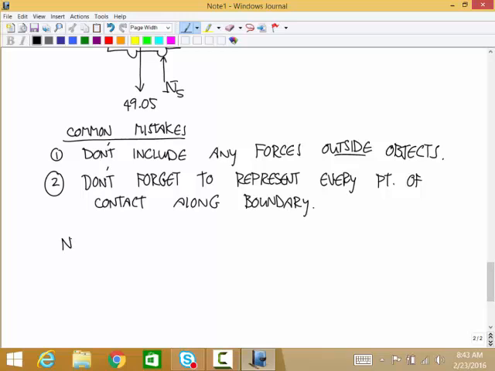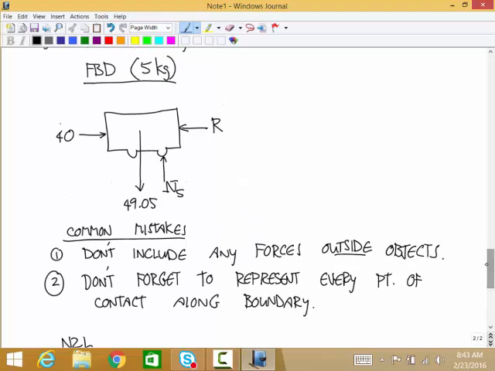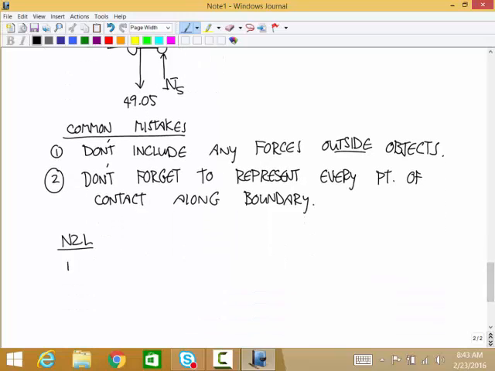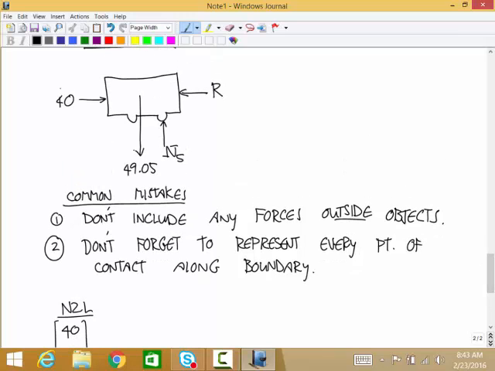Okay, so now Newton's second law. What's the force vector for the 40 Newton force? What's that represented as vector components? Yep, 40, 0. Yeah, positive 40, 0. And what's the force vector for the weight? 0, 49.05. And it's in the negative y direction, so it's 0, negative 49.05. Okay?